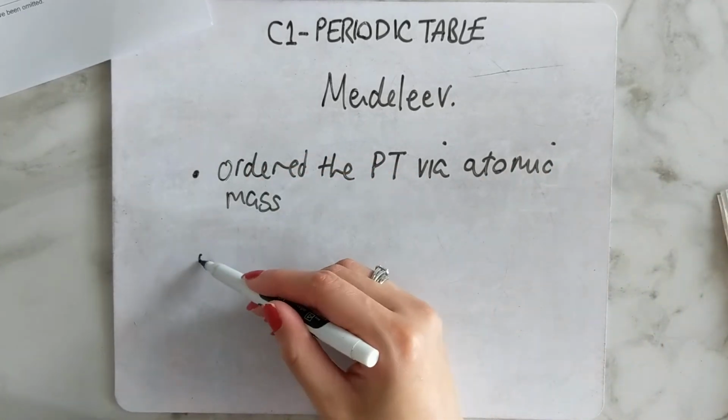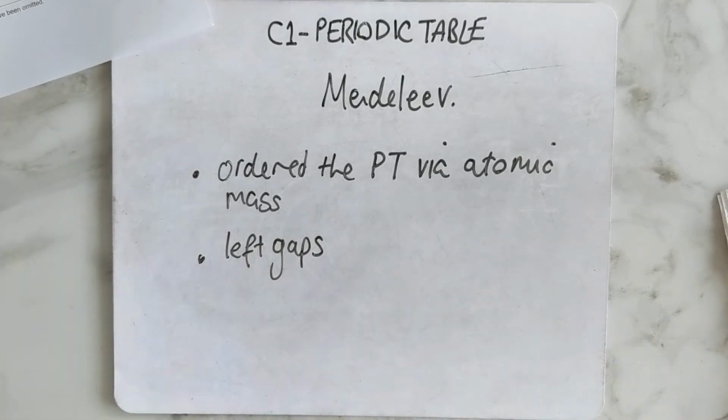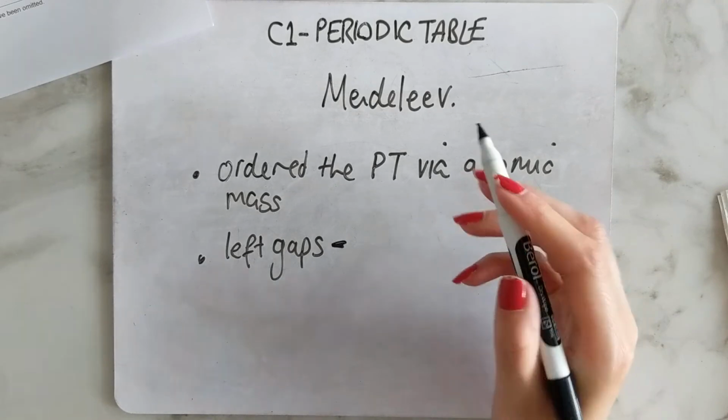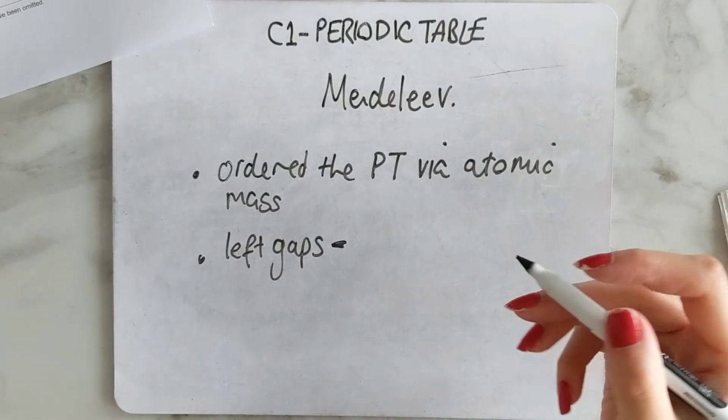He also left gaps in the periodic table because he had a feeling that some elements had not yet been discovered. So he left gaps so that in the future, when they were discovered, they could fill into certain areas. And he was actually correct. We have found those elements now that he predicted would be found one day, and they do have similar properties to those in the groups. So it was really important. It's quite incredible that he left these gaps, and it turns out that he was correct.